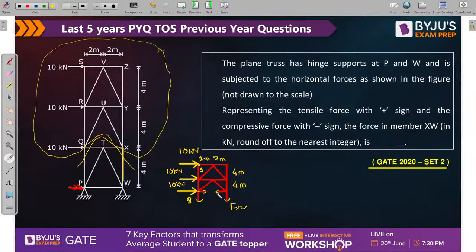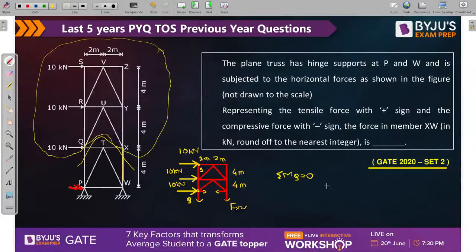So that this unknown member, this unknown member, and this unknown member will not produce any kind of movement at this particular point. Will any of them produce a movement at this point? No. So that's why guys we can write here summation of moment at Q is equal to 0.